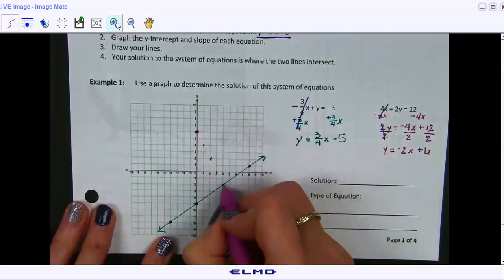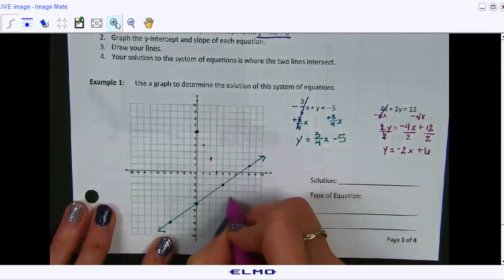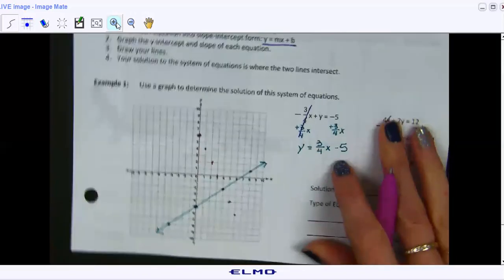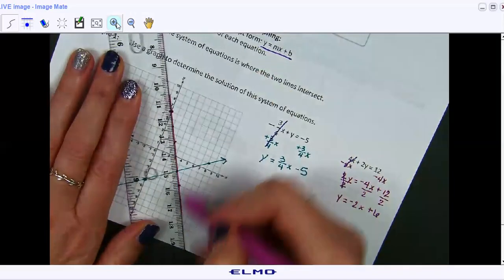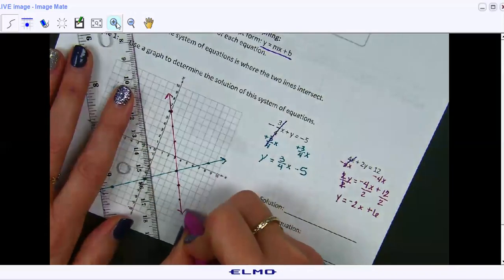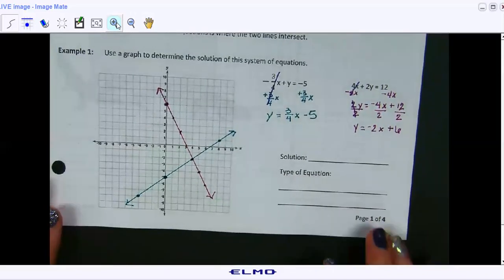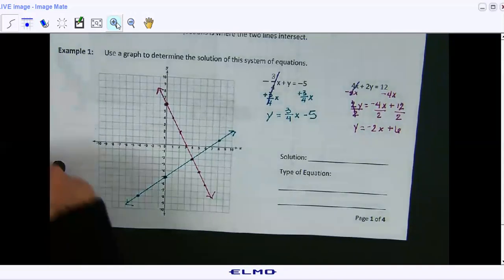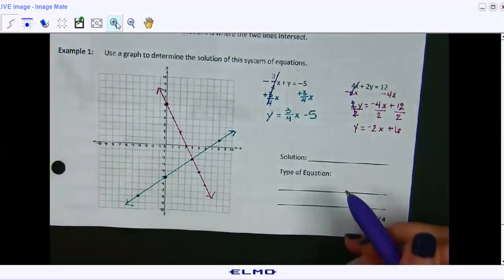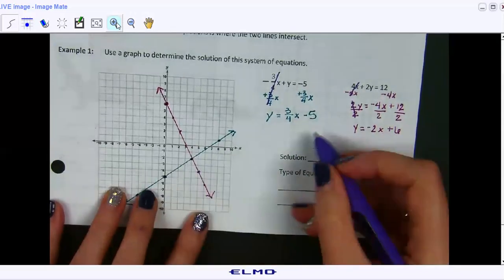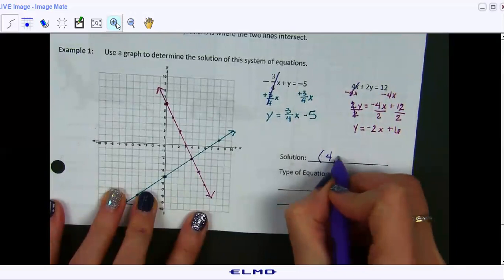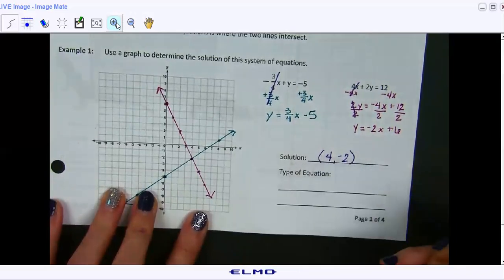And look, it's going to overlap. You can see where it's going to overlap. So then I can draw my line. Okay. And where those two lines intersect, that is the solution to these two equations. They intersect at 4 and -2. So my solution is 4, -2. Okay. So up to this point, are there any questions?